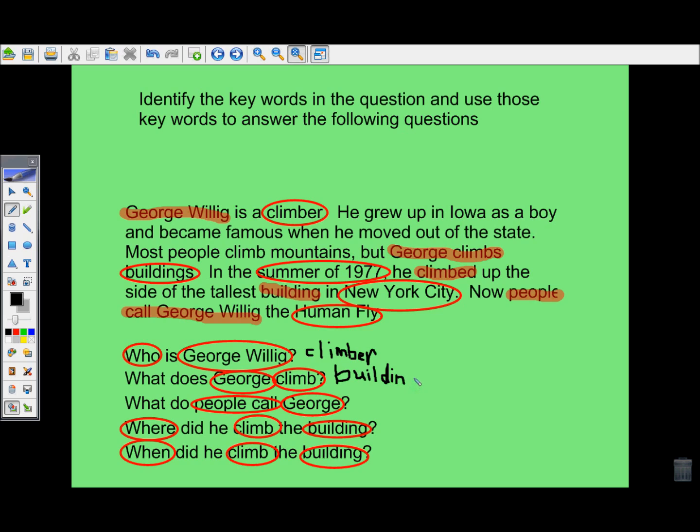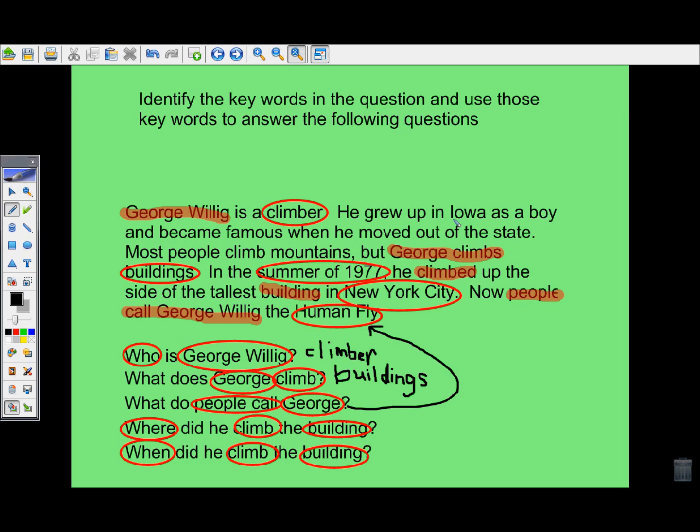You'd be correct. Now on the next one it says, what do people call George? And this one was a nice one because it said right in the story that people call George the human fly. So if I was looking for that answer, I could point right there in the story. People call George the human fly. Now this where question could be a little bit tricky because there were 2 places in this story.